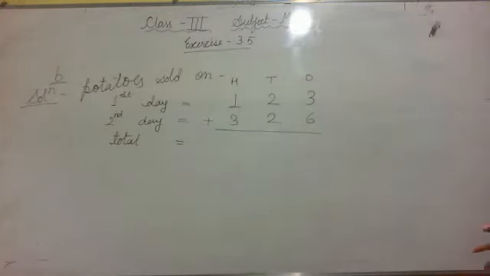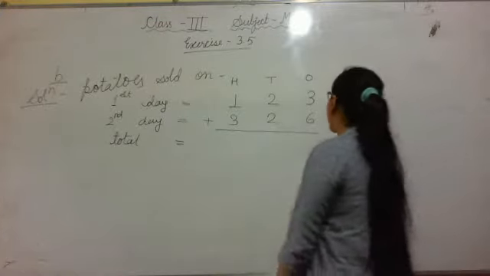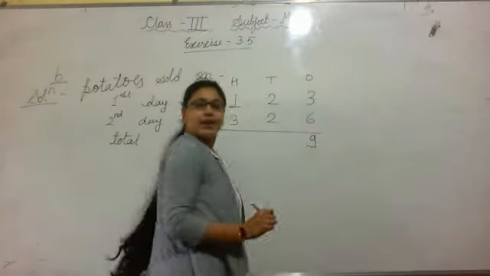Now count all the fingers together. 3 fingers and 6 fingers. Count all the fingers together. Yes, how many fingers now? Very good, 9 fingers. So we will write the number 9.